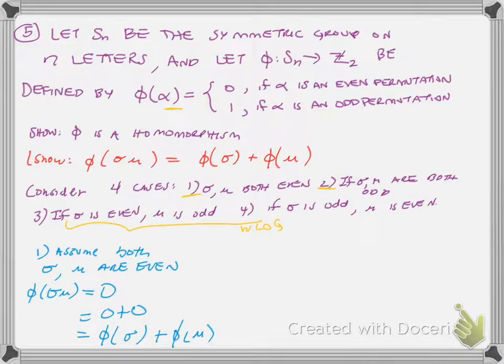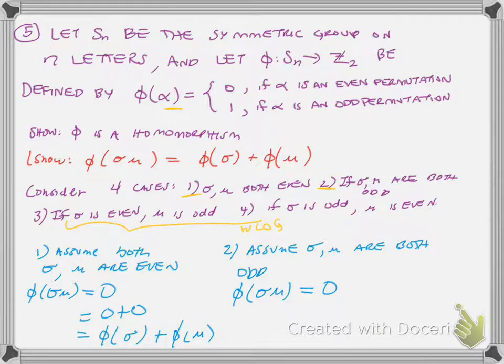And what about if they both are odd? Okay, so if they're both odd, what happens? Case 2: assume sigma and mu are both odd. Again, if we're composing two odd permutations, then we're going to get out an even, right? So we're going to get back out 0.